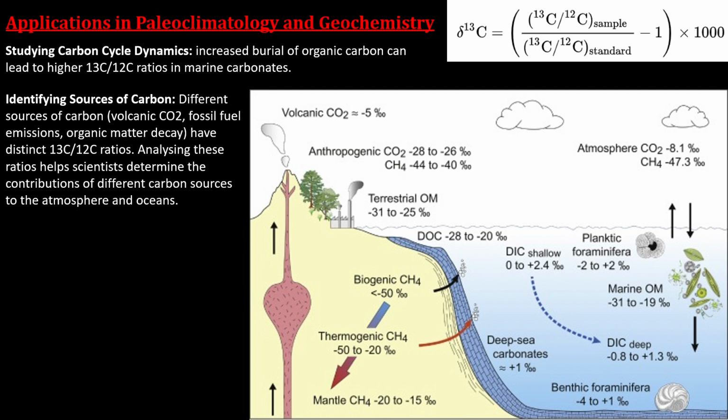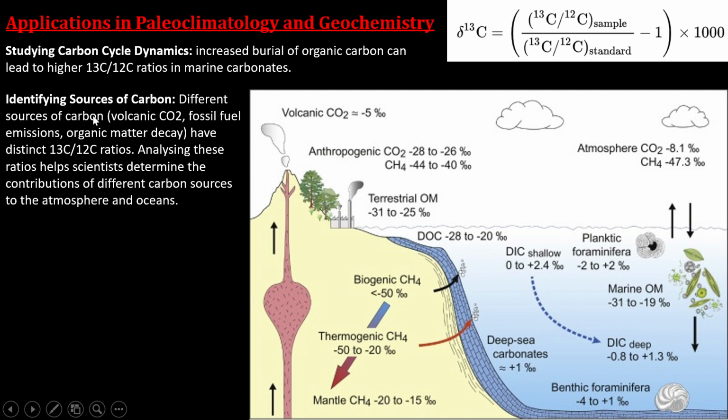It also tells us about carbon cycle dynamics. If there is increased burial of organic carbon, it will lead to a higher carbon 13 to carbon 12 ratio in marine carbonates. What it means is that carbon 13 will be rich in the marine environment, and carbon 12 is all taken up by plants and animals and kept in the burial of organic-rich shale. So the carbon 13 concentration will be high.